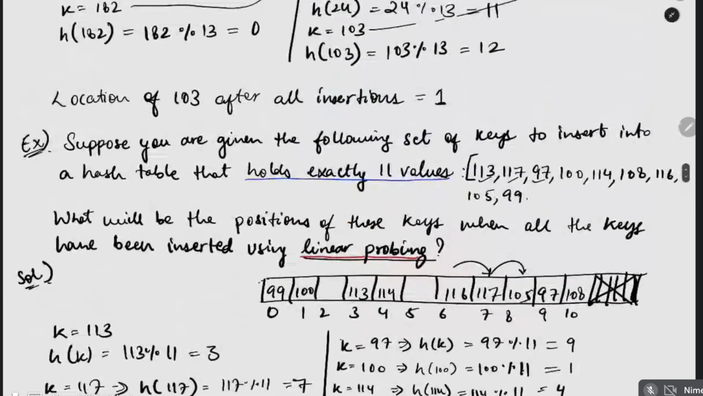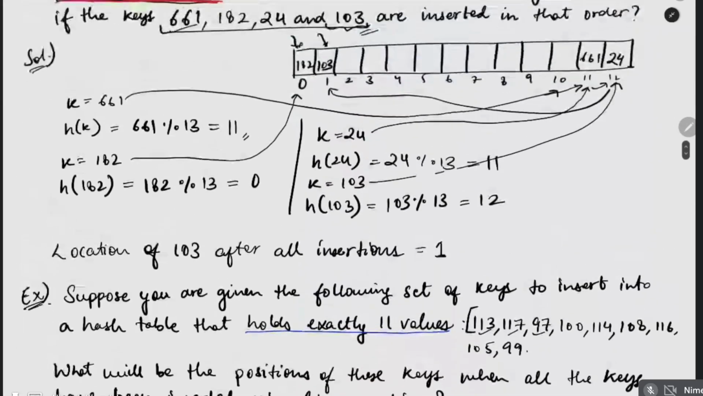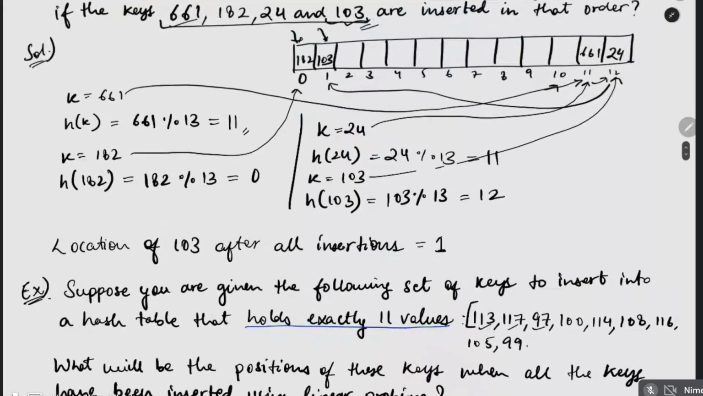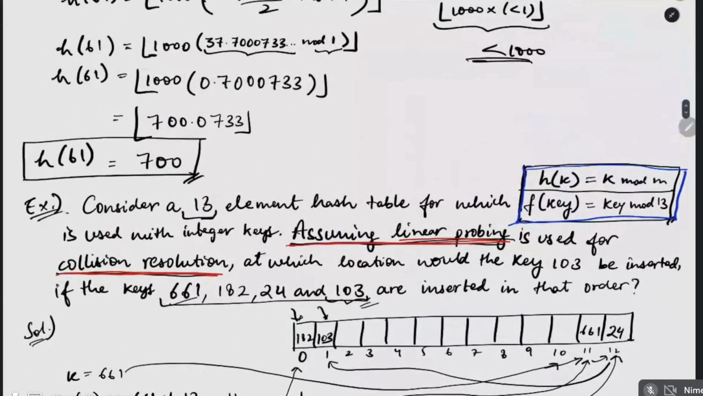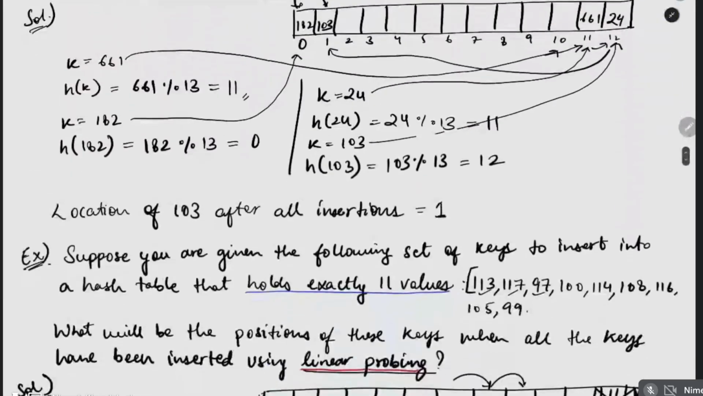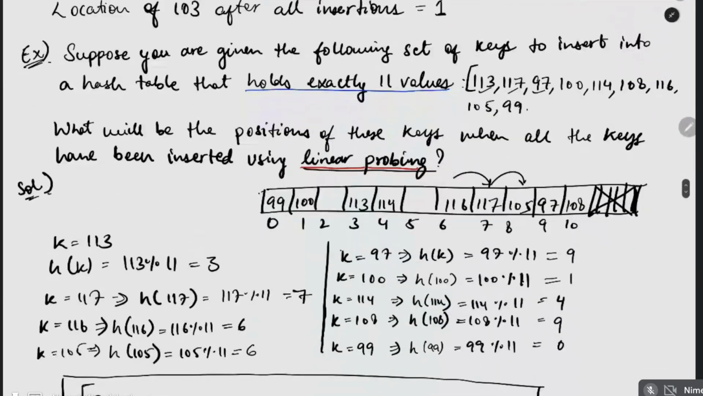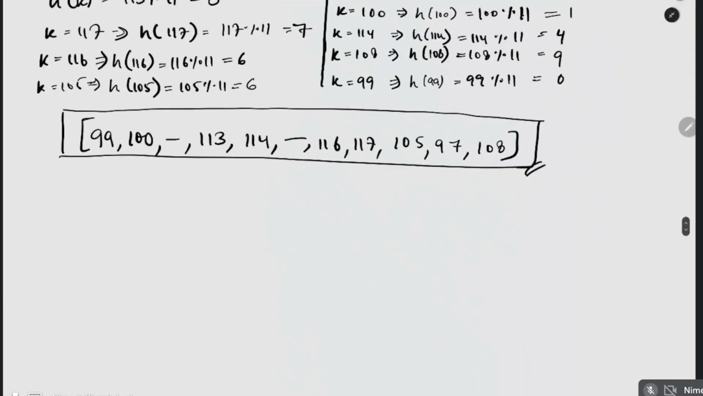So these were all basic examples of hashing using division method and using linear probing for collision resolution. Let us do one example with chaining instead of linear probing, right, for collision resolution.